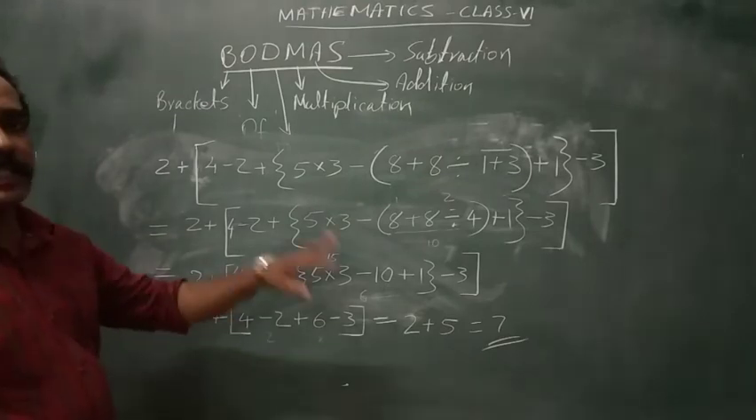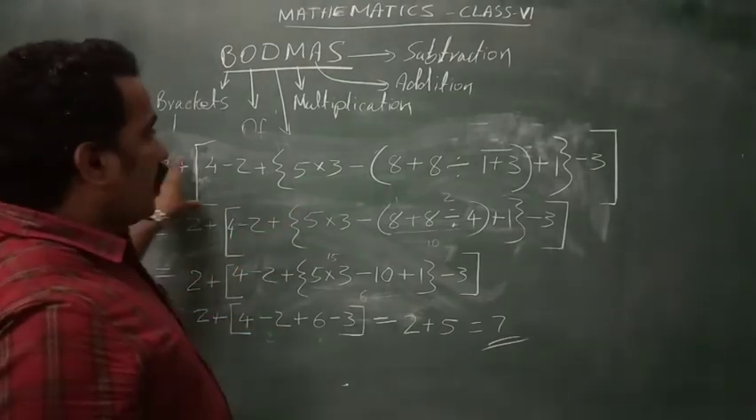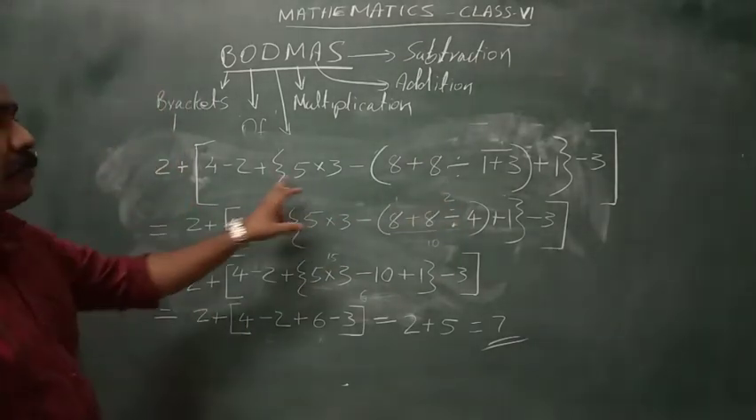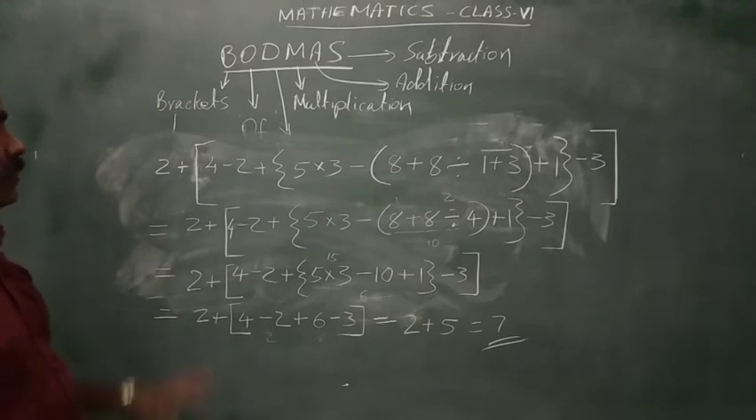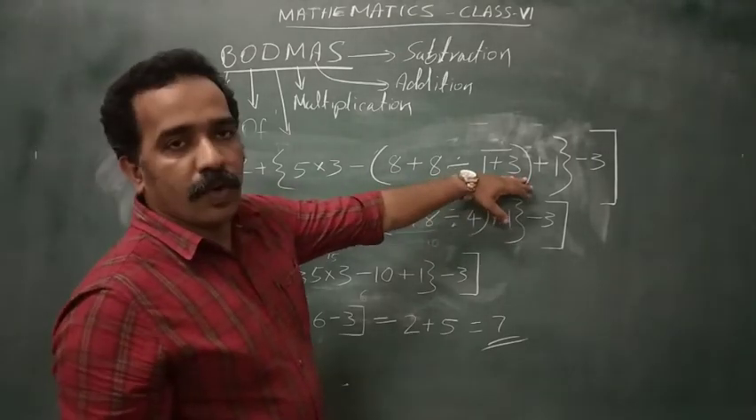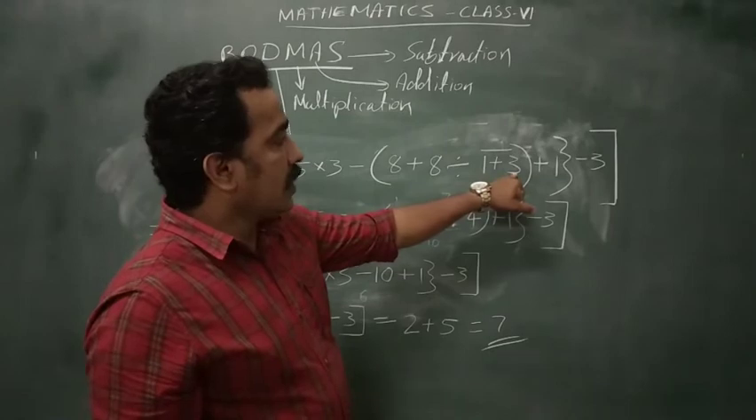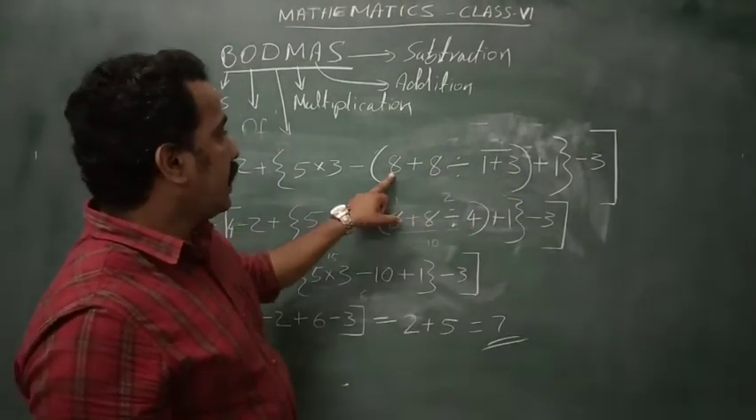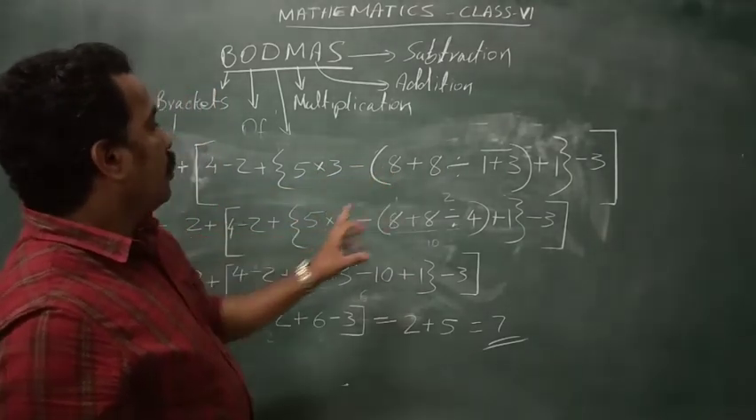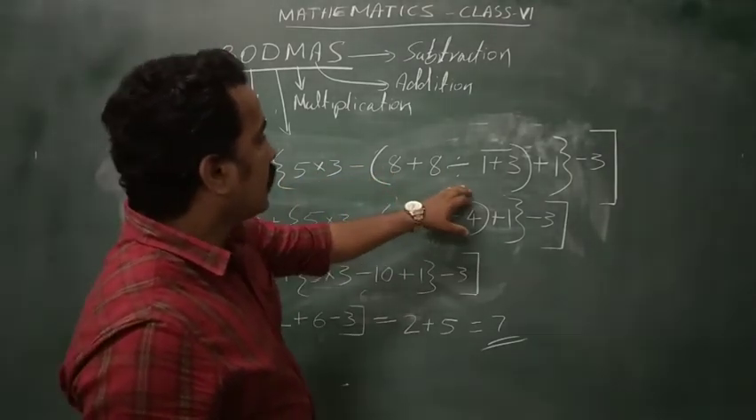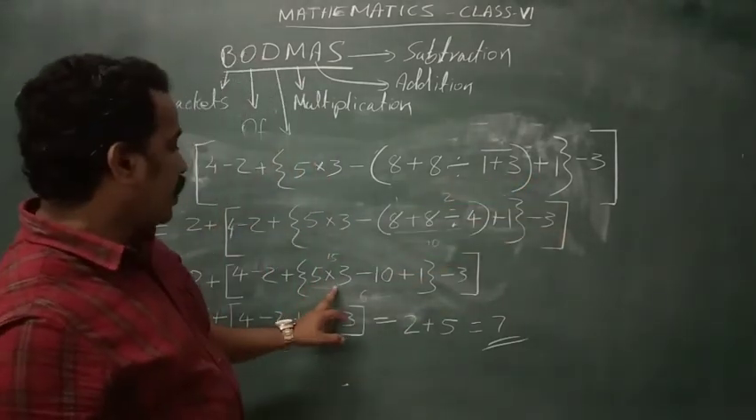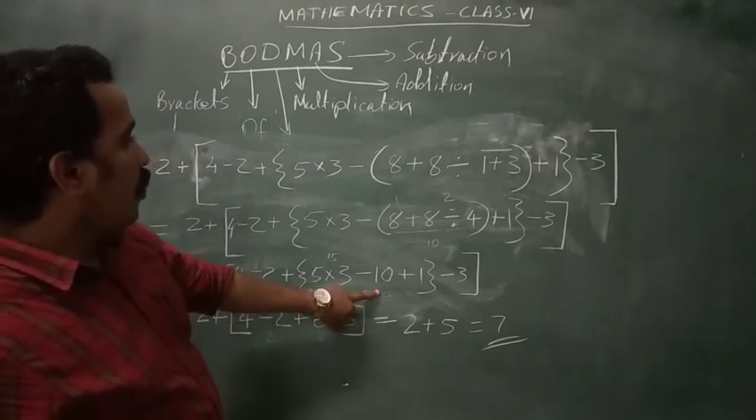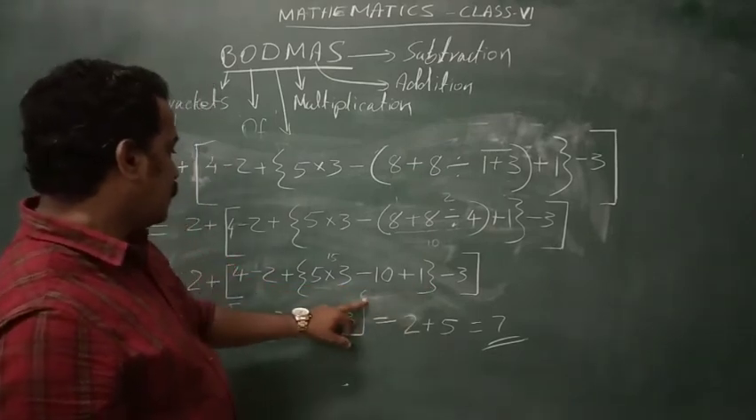Okay, this is the way we have to solve an arithmetical expression whenever there are brackets, multiplication, division and all together. First you have to go for vinculum. Vinculum 1 plus 3, 4. So 8 divided by 4, 2. 2 plus 8, 10. So 5 into 3 minus 10 plus 1. 5 into 3, 15. 15 minus 10, 5 plus 1, 6.